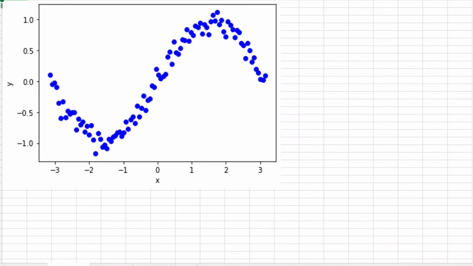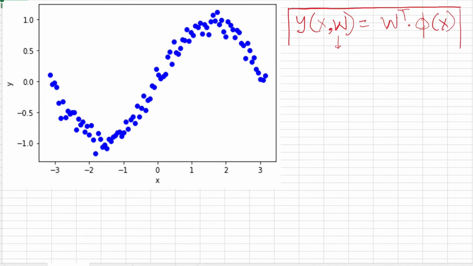Let's reiterate what the linear regression model we are talking about is. So we are talking about y for a given x. We already have w, the trained coefficients, and it would be w transpose, the w matrix, and the dot product of the basis function of this x.